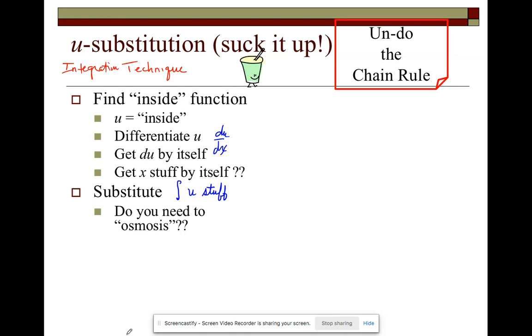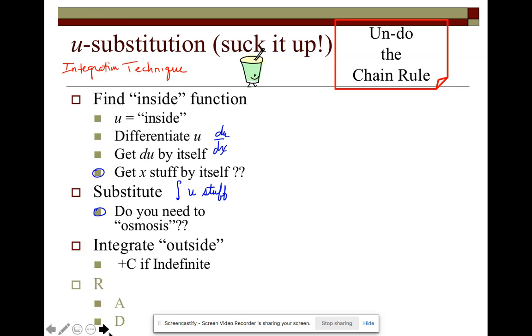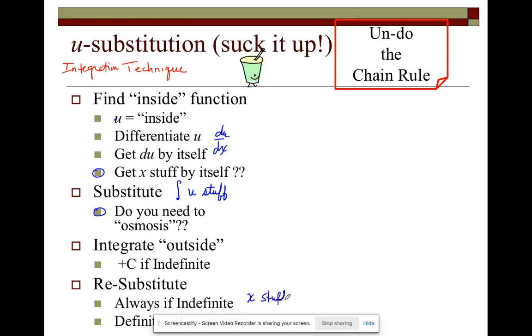Sometimes you have a constant multiple that needs to be osmosised outside. Again, this is an optional step. Might not have to do those steps either time. Then you're going to integrate what I call the outside function. I know those don't make sense, so just wait for my example. If I'm doing an indefinite integral, my final answer is plus c. And then I have to resubstitute. If I started with x stuff and I replaced and made everything a u, my final answer needs to be x stuff. Put your x stuff back.